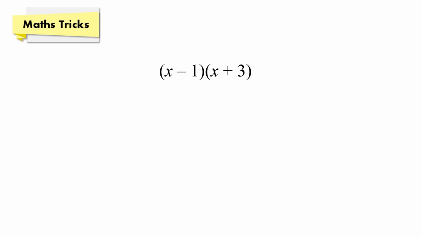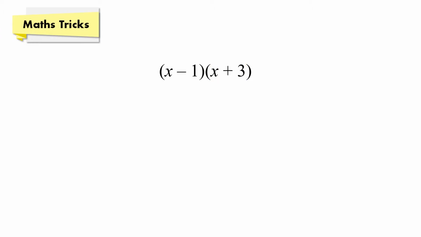In this chapter, we are going to show you how to expand an expression with two terms times two terms in a systematic way. We will use a smiling face to complete this question. For this question, x minus 1 times x plus 3. There are four terms in this expression. They are x, negative 1, x and positive 3.